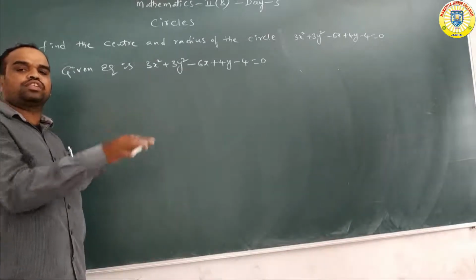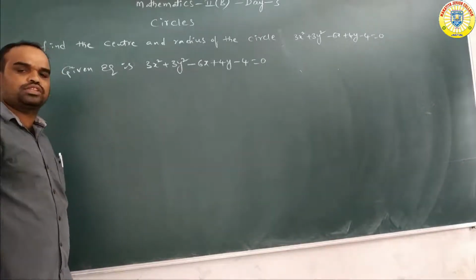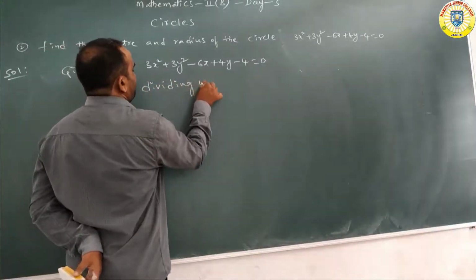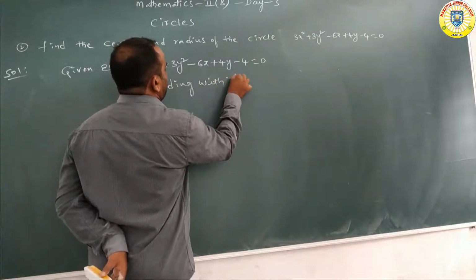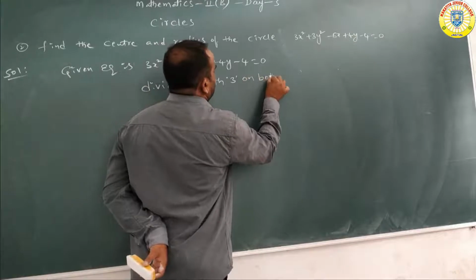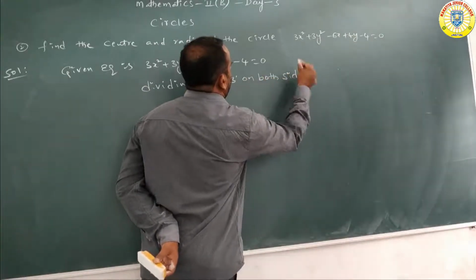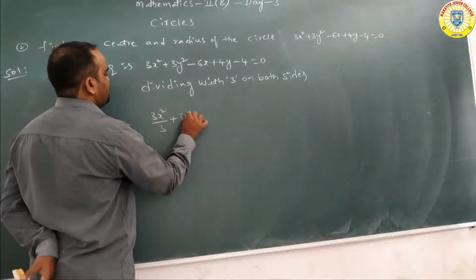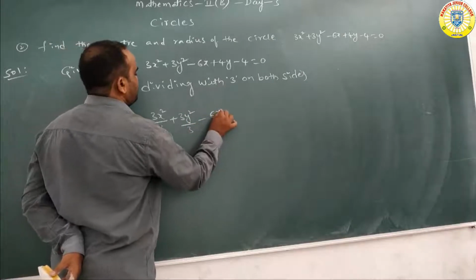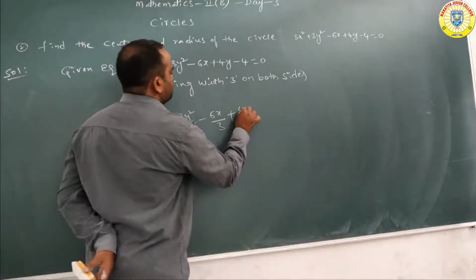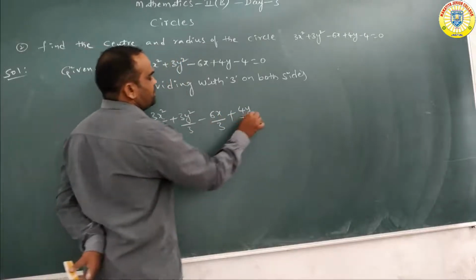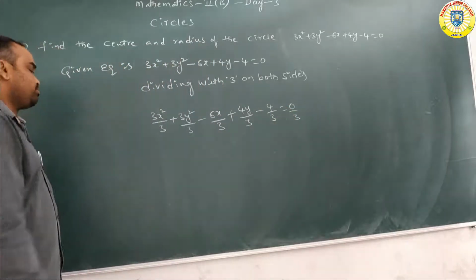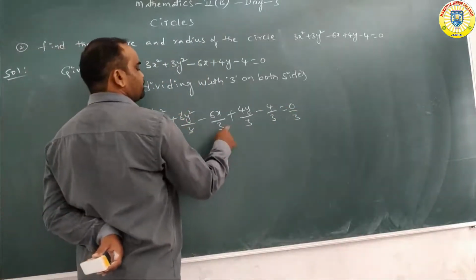That's why we divide this equation by 3 on both sides. That is 3x square by 3 plus 3y square by 3 minus 6x by 3 plus 4y by 3 minus 4 by 3 is equal to 0 by 3. Here the 3s cancel.